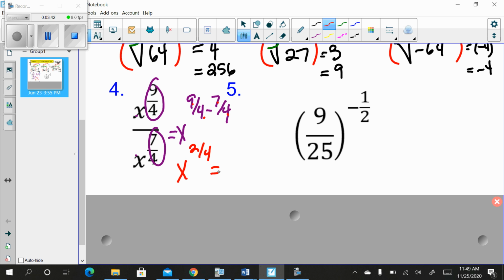And again, always simplify if you can. So 2/4 would be the same as the 1/2 power. So if I want to leave it as a rational exponent, I can just go ahead and leave it as x to the 1/2. That's totally fine.